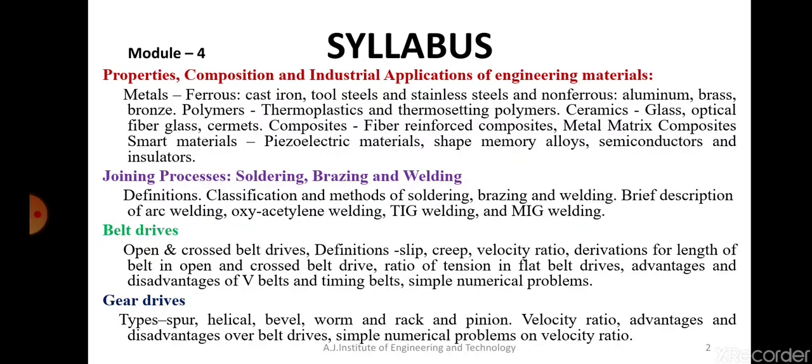And in welding there are again several classifications, which are arc welding. Then we have gas welding. The most common gas welding is oxyacetylene welding. Then we also have to study something called TIG welding and MIG welding. TIG means tungsten inert gas welding, and then you have MIG, that is metal inert gas welding. So you have to study these many types of welding in the second part.